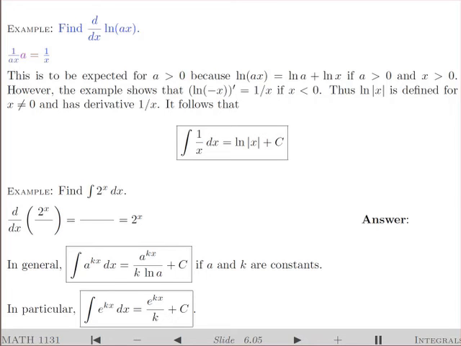Absolute value of x is x if x is positive. Absolute value of x is the opposite of x if x is negative, which means ln of absolute value of x is a function defined whenever x is not 0 and whose derivative is 1 over x for all non-zero x. So we get the general antiderivative of 1 over x as ln of absolute value of x plus c with matched domains. So this gives us that formula.